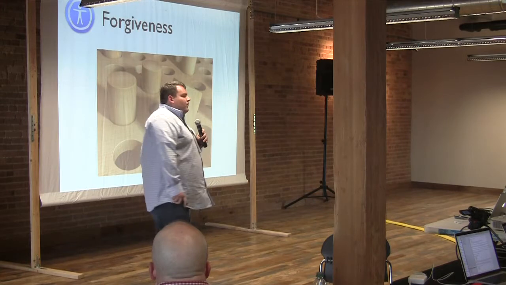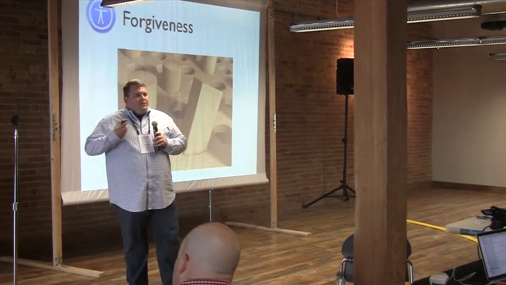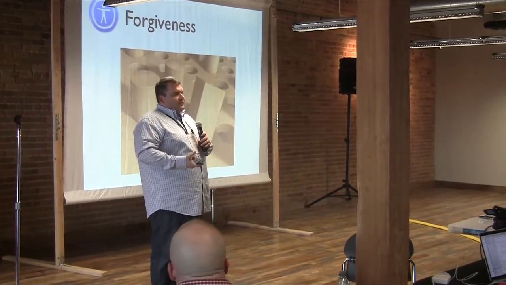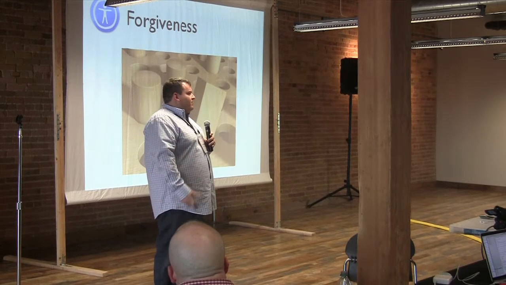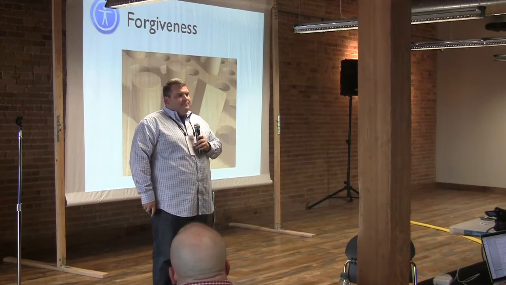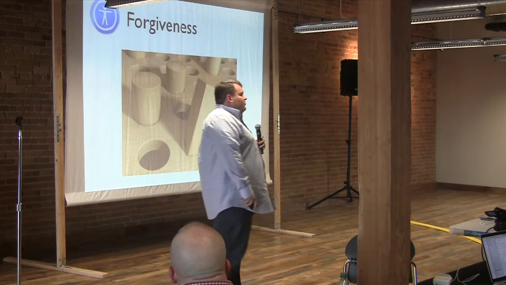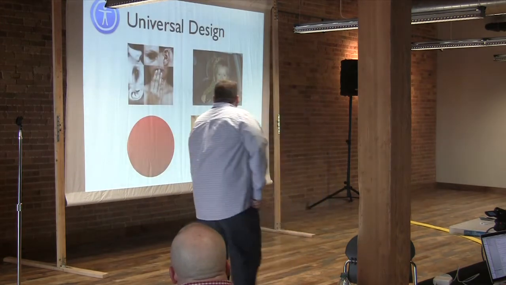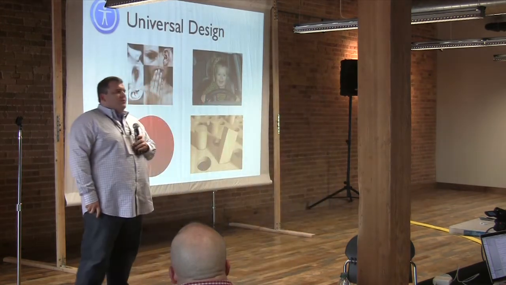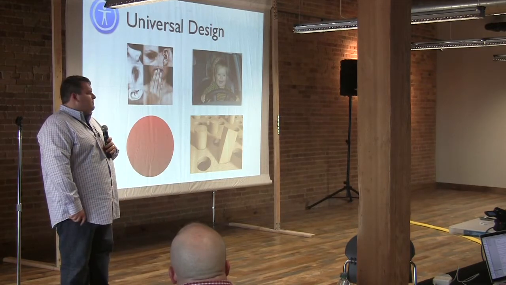But we can also use things like confirmation screens to make sure that users are confirming destructive actions before they take place, so that we don't accidentally delete information, things like that. And so we have the 4 principles of universal design, which are perceptibility, operability, simplicity, and forgiveness.